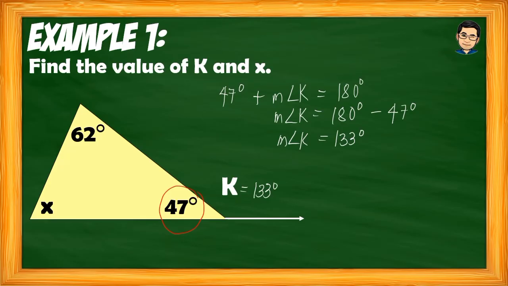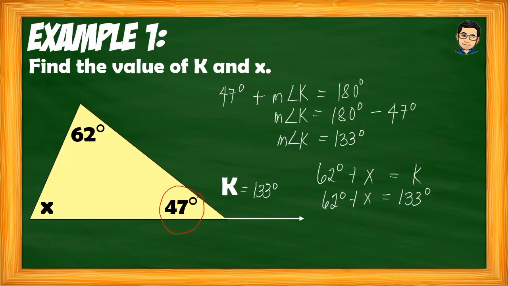Therefore, the value of K or the measure of K is 133 degrees. So, tapos na tayo sa K. What about X? Okay. So, sa X, pwede po nating i-add yung 62 tsaka 47 and then i-subtract natin sa 180. Pero, ang gagamitin natin, of course, syempre yung ating exterior angle theorem. So, ang mangyayari, 62 degrees plus X is equal to K. So, yung sukat ng angle K is 133 degrees. So, magiging 62 degrees plus X is equal to 133 degrees. So, isa-substitute po kasi natin yon.